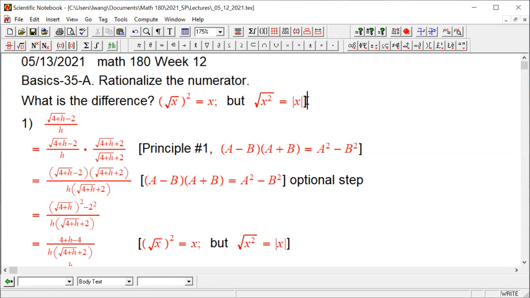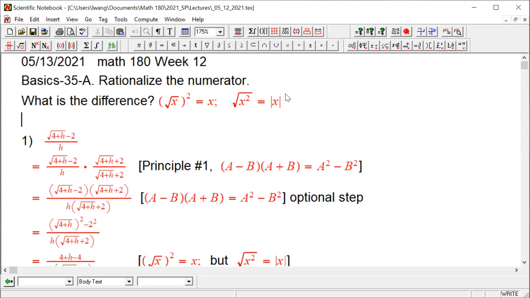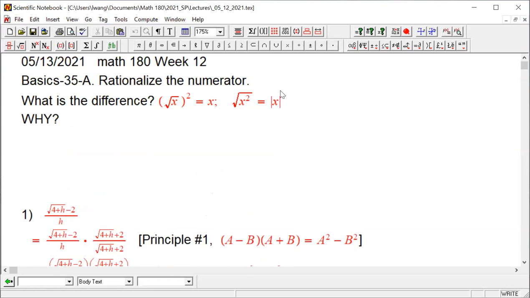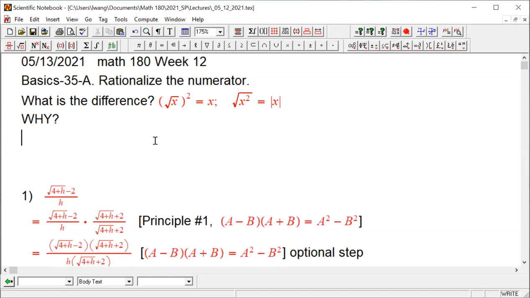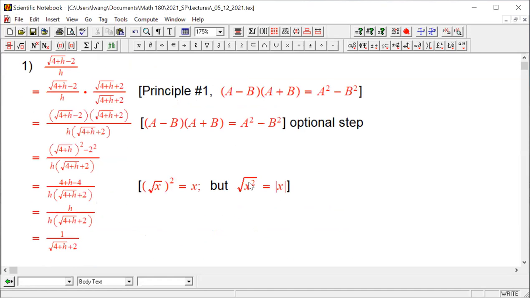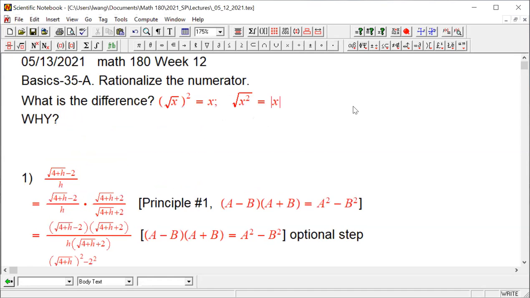What's the difference? Why the difference? This is the difference. Why? Did you write down the work we had earlier? Okay, so why? Why? Why for square root do we have such a big difference?